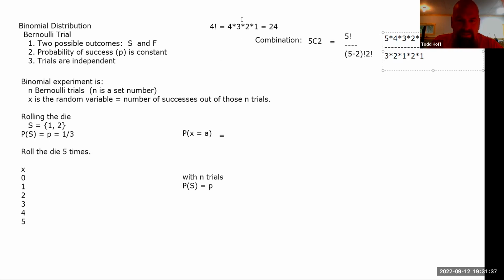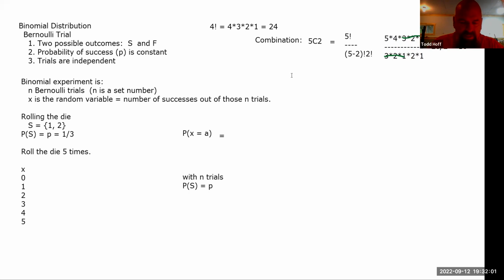So a lot of stuff cancels out here. The 3, 2, and 1 cancel out. 3, 2, and 1 cancel out up here. So on top, we've got 20 over 2, or just 10. There are 10 possible ways to get 2 successes out of 5 trials.